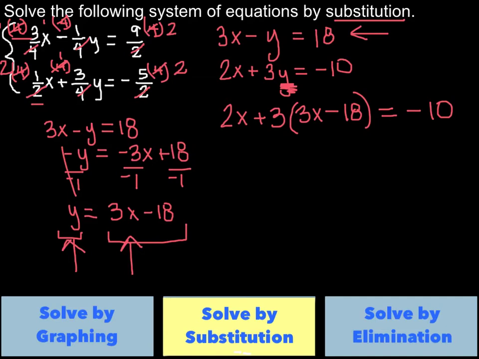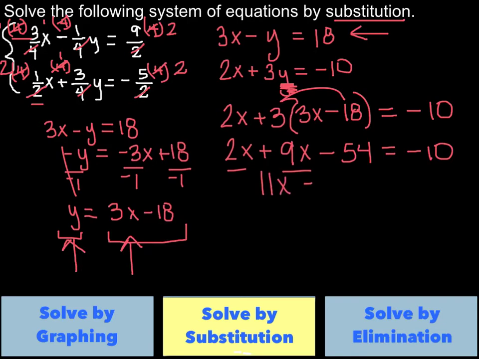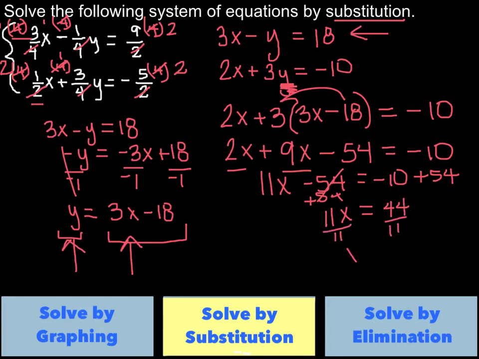Now I just solve for x. That's all there is to do now. So I have 2x plus, now let's distribute, 9x minus, what is this, 54 equals negative 10. Okay? So let's add up our like terms on this side. I have 11x minus 54 equals negative 10. Let's get x by itself, so add 54 over here. 11x equals 44 divided by 11. So x must be 4.